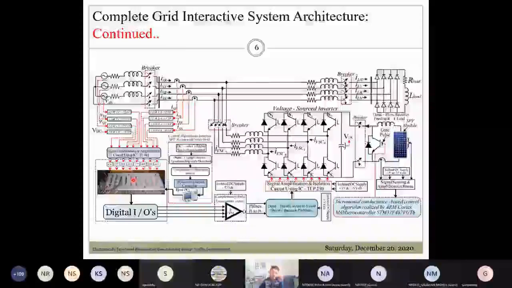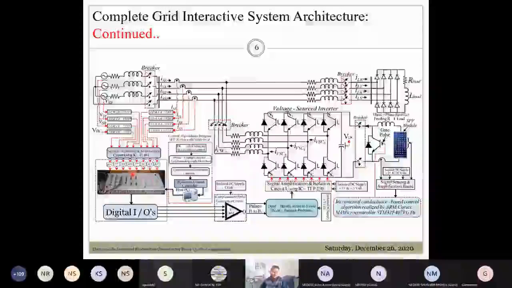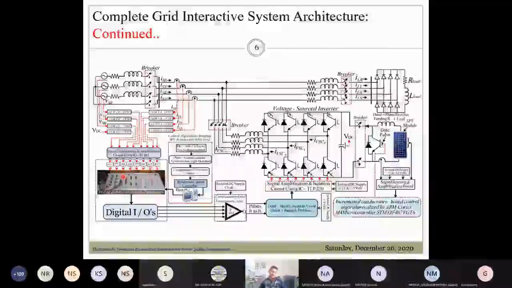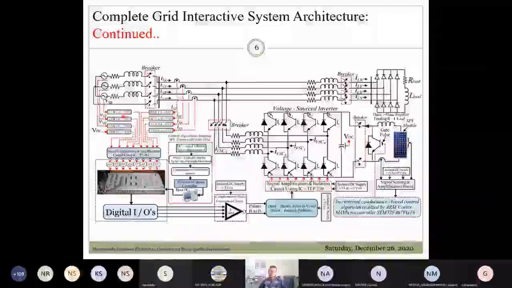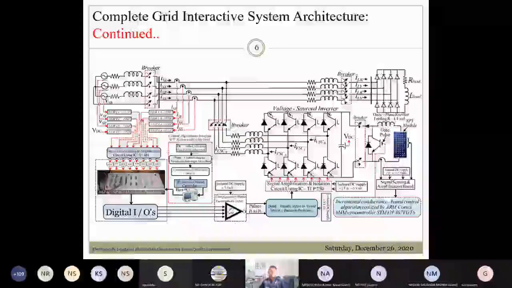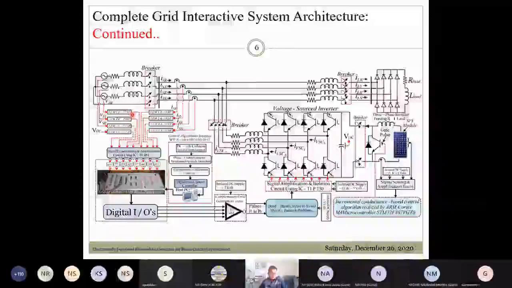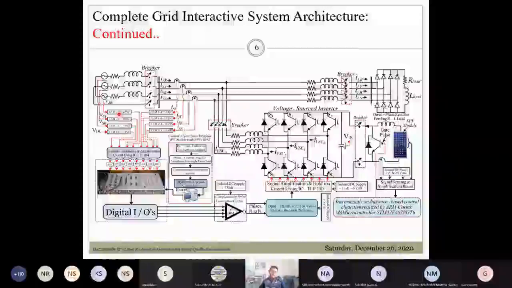Here, one important thing that I would like to mention is that in case of DSpace 1104, the ADC of the DSpace 1104 accepts the input signal in the range of plus or minus 10 volts. The ADC of the DSpace 1104 is bipolar in nature, whereas the ADC of the DSP is unipolar in nature. However, these signals are bipolar. So you need to have a phase shifting circuit that can help you convert this bipolar signal into a unipolar signal. You cannot directly apply this bipolar signal to the unipolar ADC in case of DSP, not in DSpace. So this needs to be remembered.